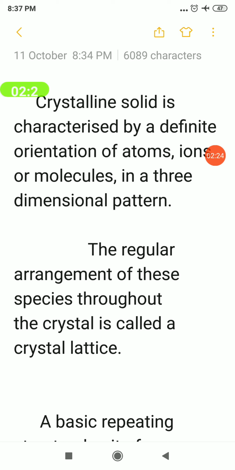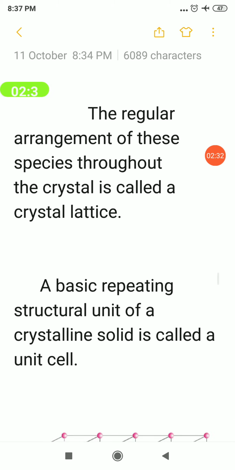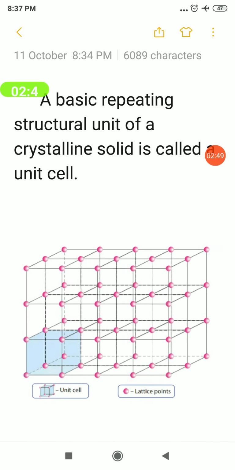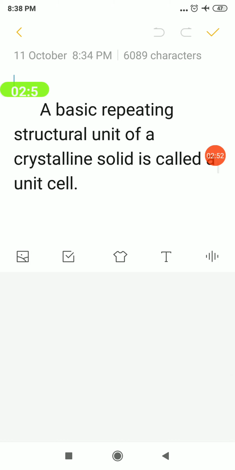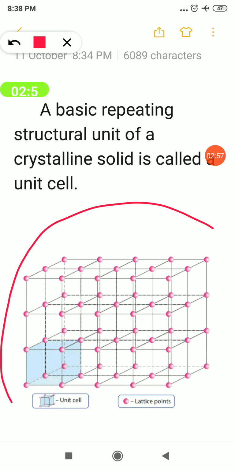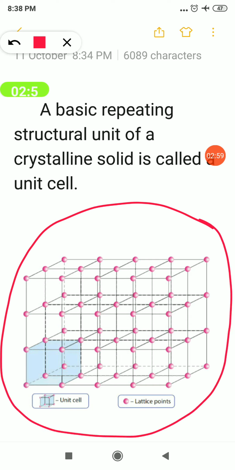So what is the fundamental unit of a crystal lattice? That is the unit cell. When unit cells are repeated, we'll be getting a crystal. What is unit cell? A basic repeating structural unit of a crystalline solid is called a unit cell. When it is repeated several times, we'll be getting a crystalline solid. This picture clearly indicates what is unit cell and what is space lattice. The entire crystal is called the space lattice.